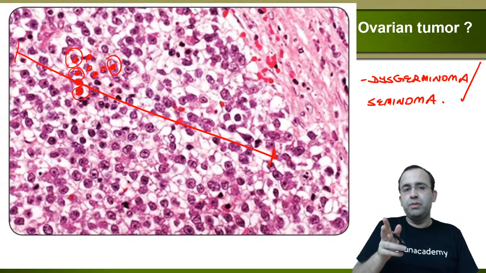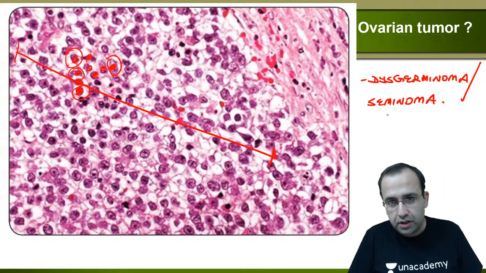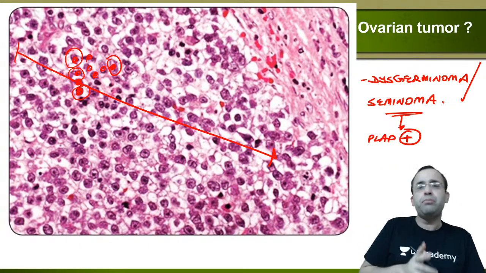Next point. Seminomas. They are which tumor marker positive? Answer, children. I'm waiting for your answer on this. Seminoma. They are PLAP positive. Placental alkaline phosphatase. PLAP positive.